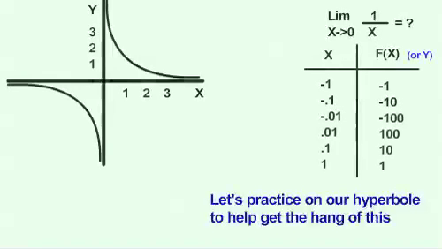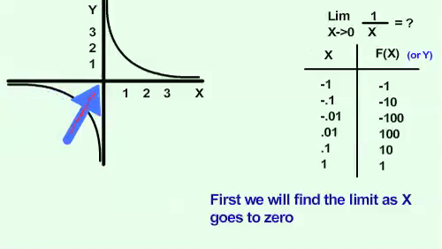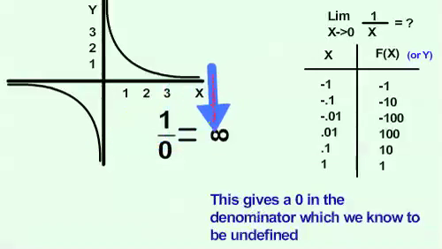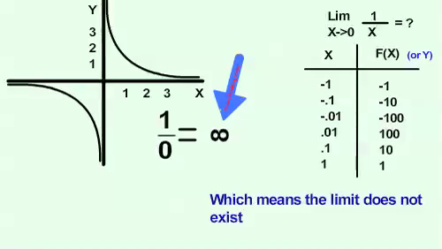With a little practice and familiarity with different functions, you can probably guess when it's not. Let's practice on our hyperbola to get the hang of this. First, we will find the limit as x goes to 0. Evaluating algebraically, we enter 0 for x. Doing so gives us a 0 in the denominator of the fraction, which we know to be undefined. This means the limit as x approaches 0 doesn't exist.